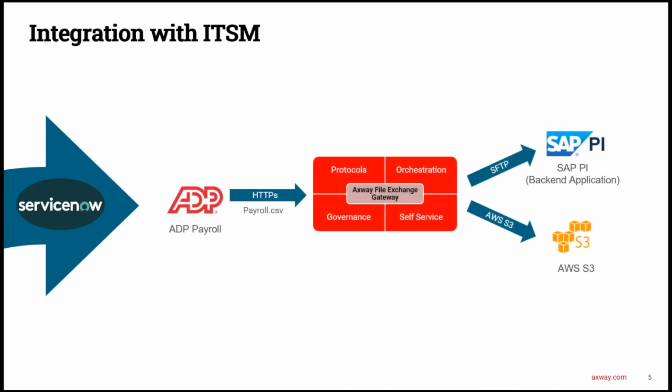We have a payroll partner who will be sending the payroll file using HTTPS, which then should be routed to the backend application like SAP and an archival place like AWS S3. So we would need to provision them credentials to connect to the gateway. We would also need the payroll partner's SSH server details to send the outbound files.